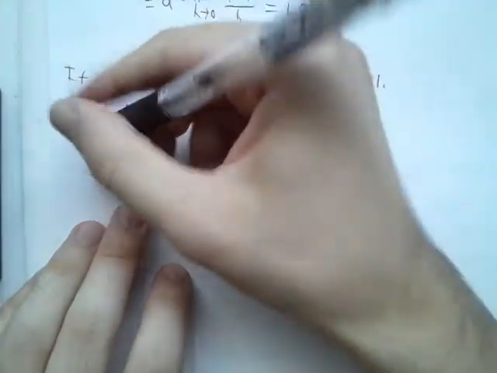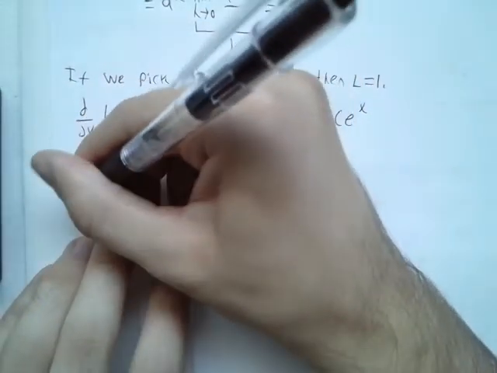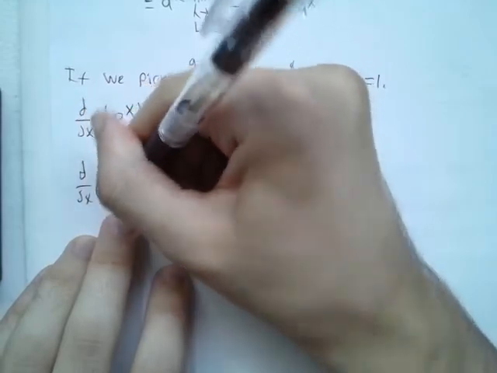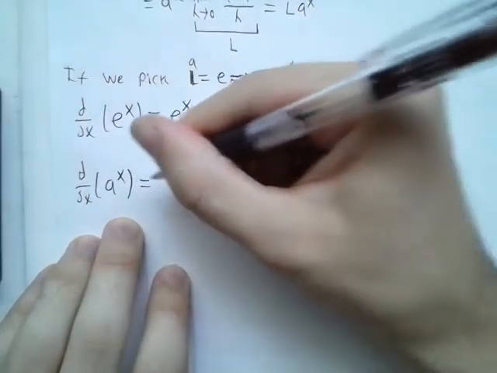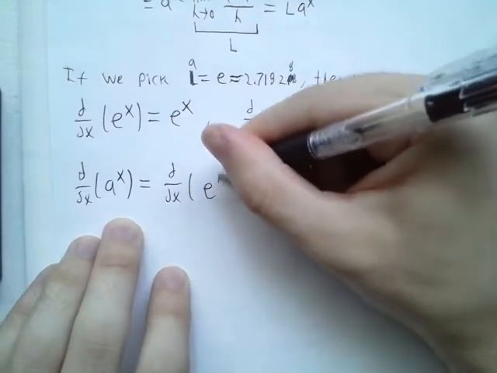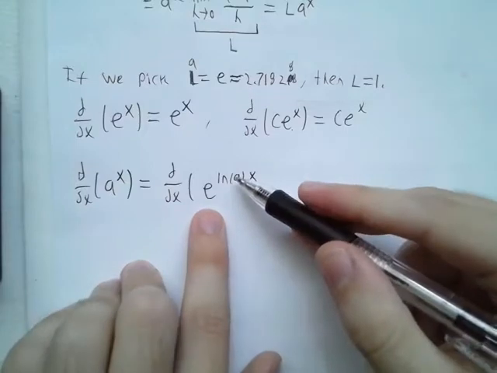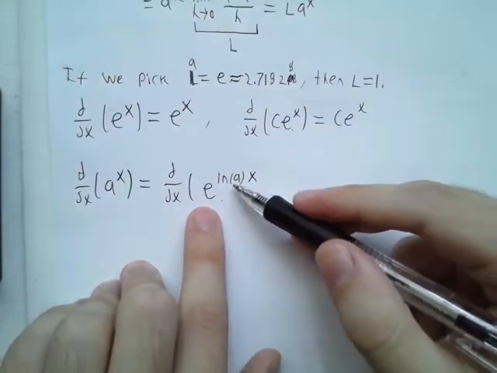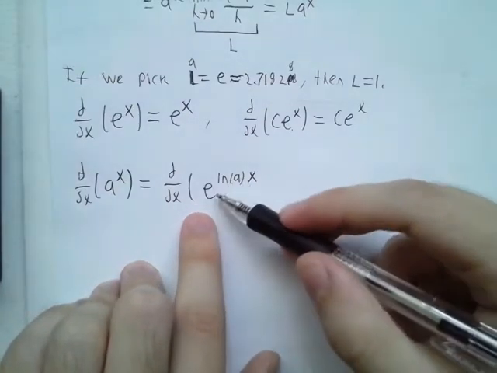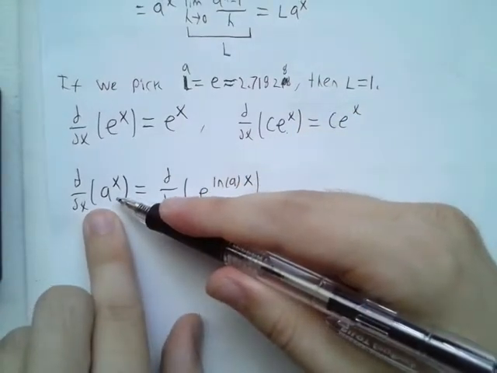So the derivative of a to the power x is going to be equal to, by properties of logs, the derivative of e to the log of a times x. So remember, e to the log of a would cancel out, and you'd just be left with a to the power x. So really I've just rewritten this function in an equivalent way.